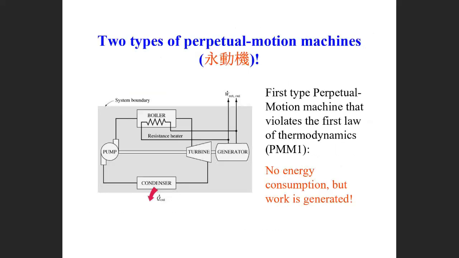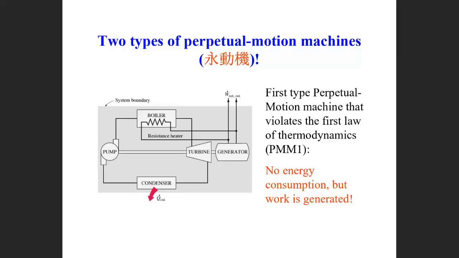As we have introduced from Carnot and other statements, in history there were many scientists working on perpetual motion machines. They thought they could always operate. There were two main types of perpetual motion machines that scientists and researchers wanted to develop. For example, the first type of perpetual motion machine.